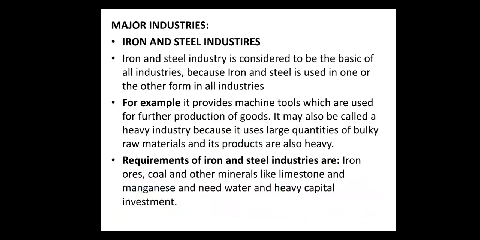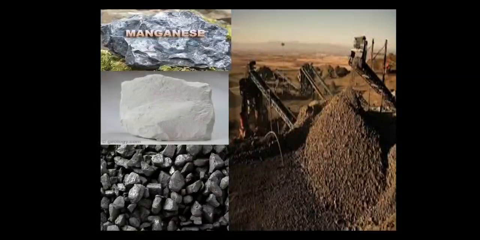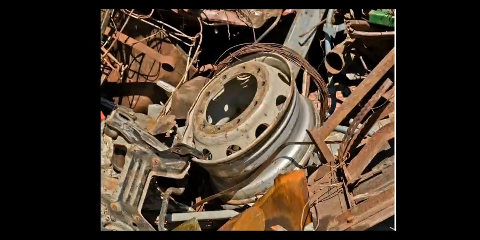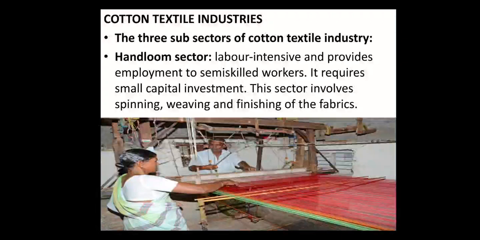So in the last part of this chapter, number 6, we are going to discuss the major industries. Major industries means some of the important industries. Based on your textbook, they have emphasis on two main industries. So the last topic is what? Major industries means they have given more emphasis on two industries. The first one is iron and steel industries, and the next one is cotton textile industries. So they have discussed more on these two industries.